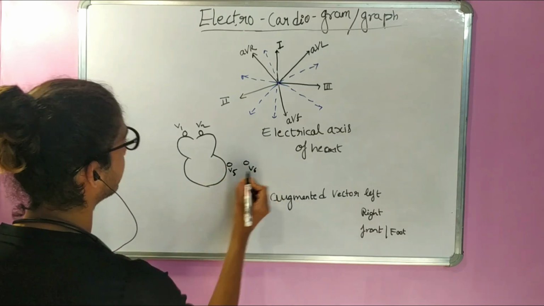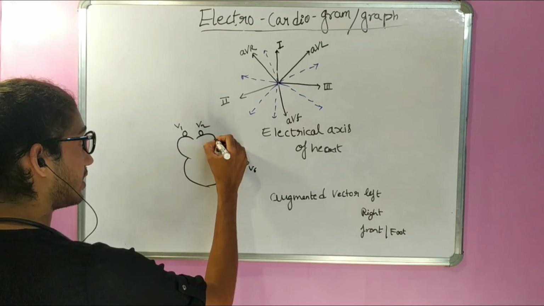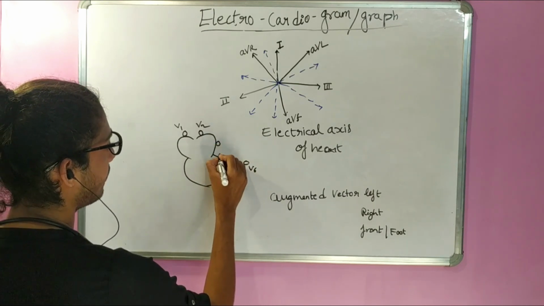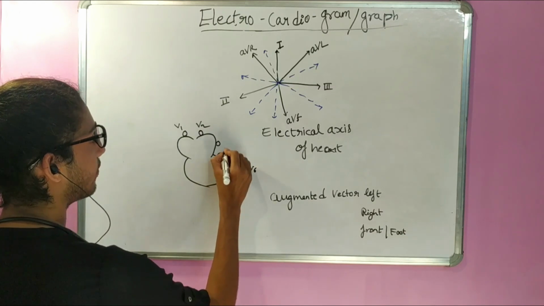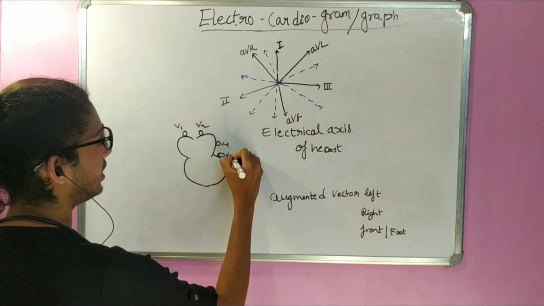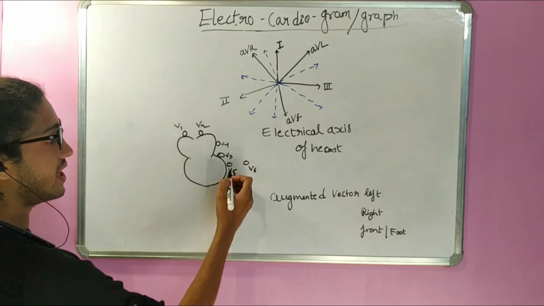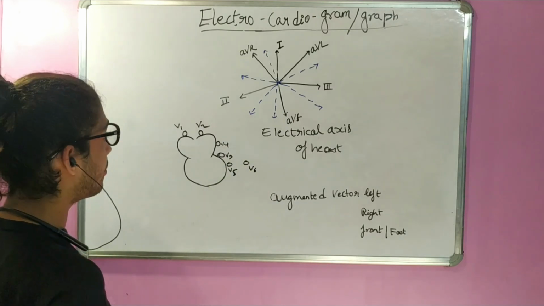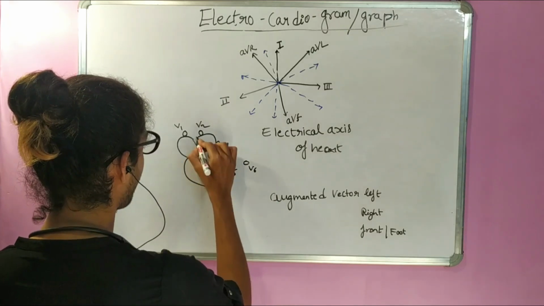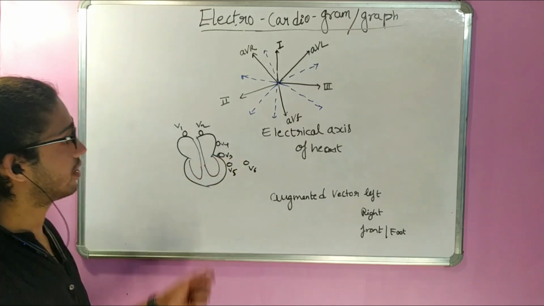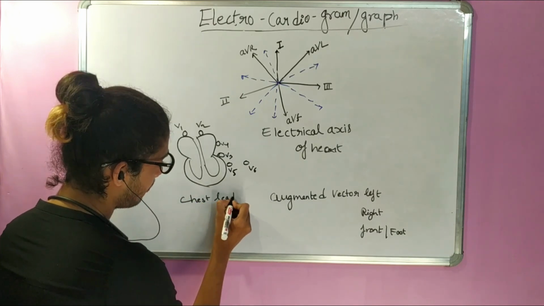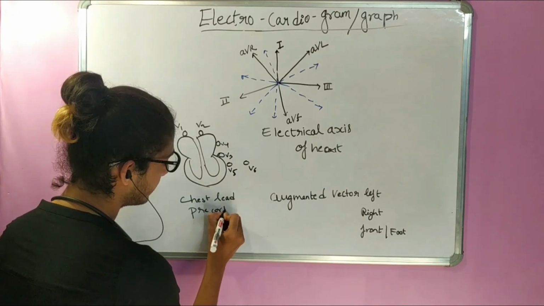V5 and V6. Now here, exactly here, lies your V3 and V4, but V4 is above V3. Okay, so V4 is above V3, and then V5 and V6. V6 is somewhere far, but it is near your rib cage. Okay, so this was about the positioning of the chest leads. Chest leads are also called precordial leads.